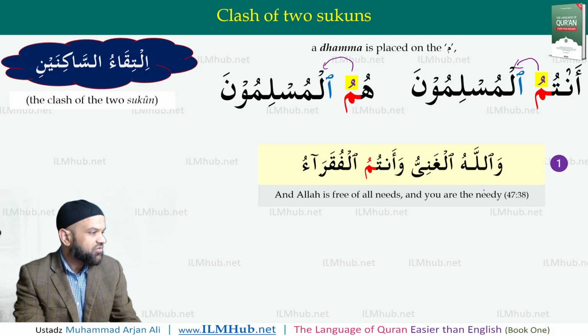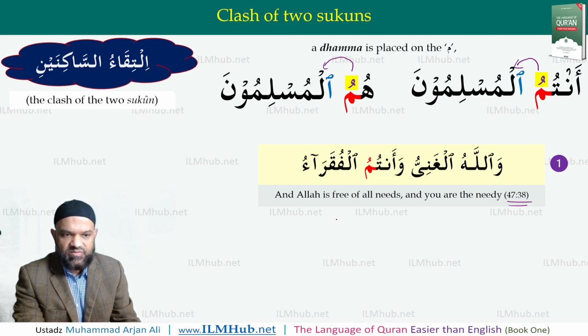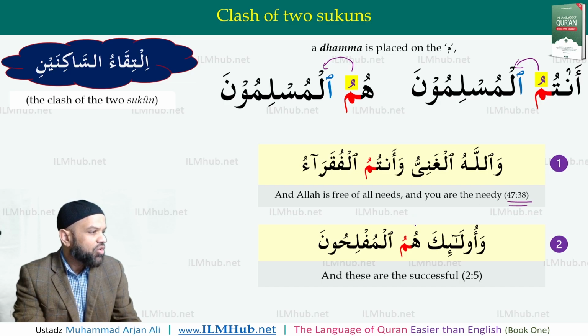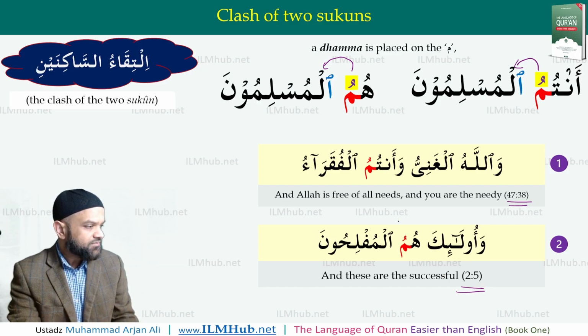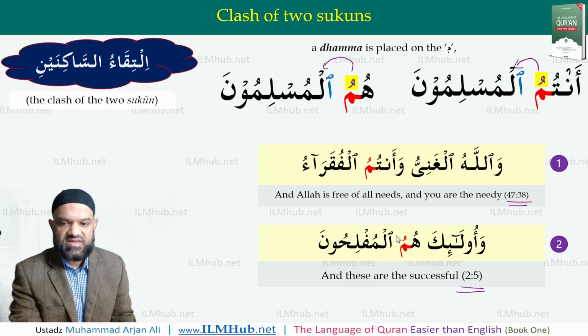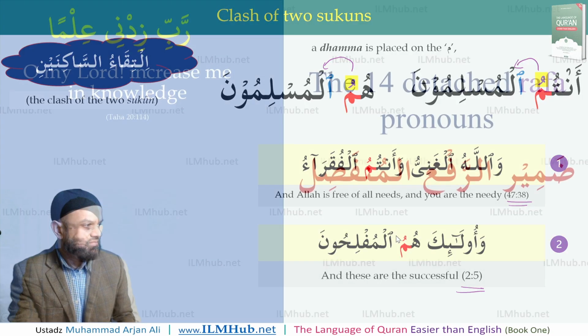And two examples from the Qur'an. Please check the references yourself, inshallah. Again, you can see wa antumul fuqara. So this hamzatul wasl is ignored and the damma is placed on the meem. Exactly, we have here humul muflihun, again from Surah Baqarah. I'm sure you may be familiar with this ayah already. You can see there the damma is placed on hum. So these are the few things that you might see, but this is to do with reading rules.